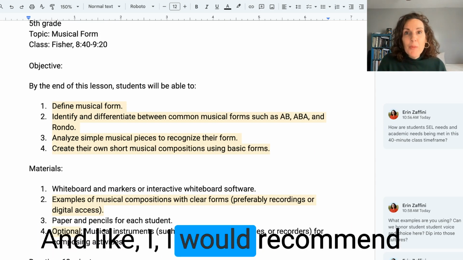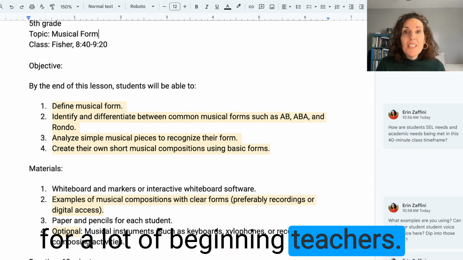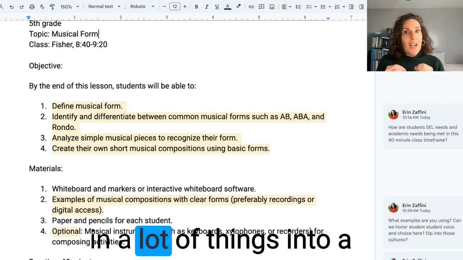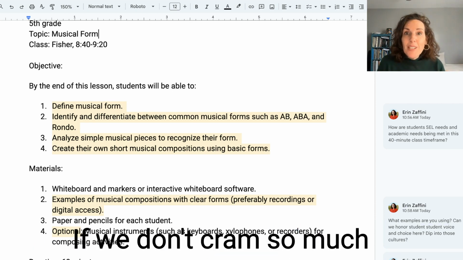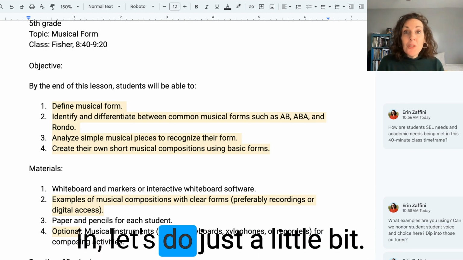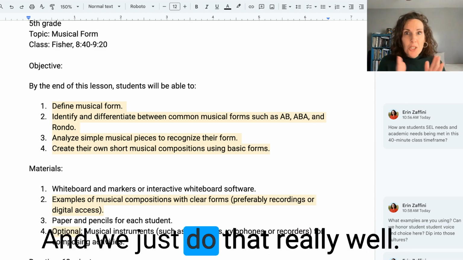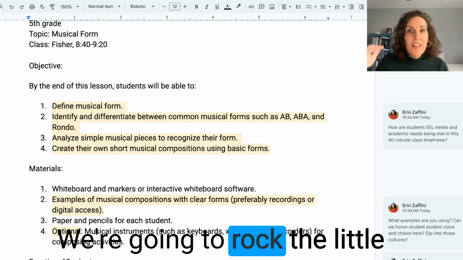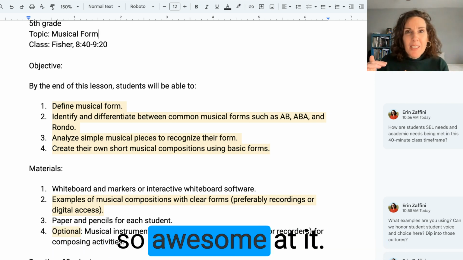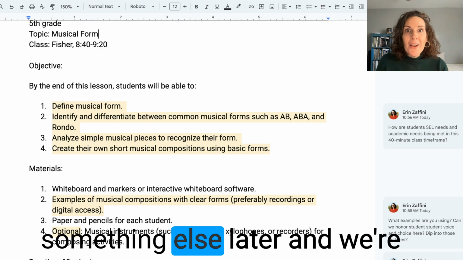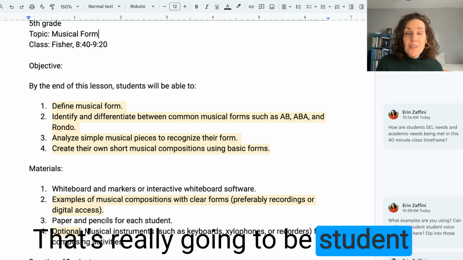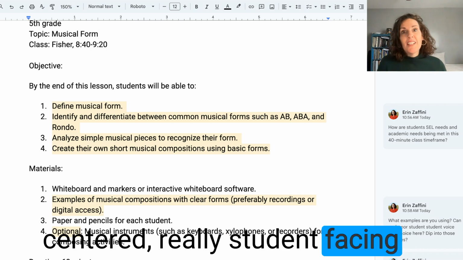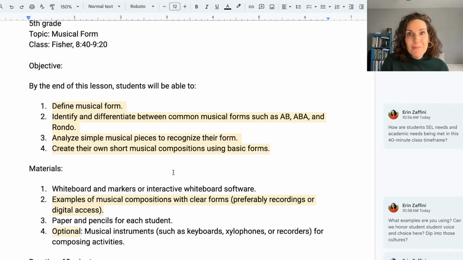And like I would recommend for a lot of beginning teachers, we're trying to cram in a lot of things into a shorter amount of time. It's okay if we don't cram so much in. Let's do just a little bit, and we just do that really well. We're going to rock the little bit that we're going to do. We're going to be so awesome at it. And then we're going to do something else later, and we're going to do that really, really well. That's really going to be student-centered, really student-facing, and really hitting those needs.